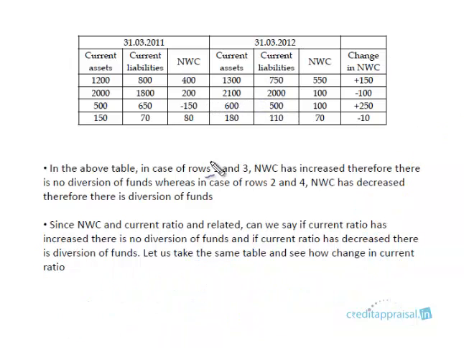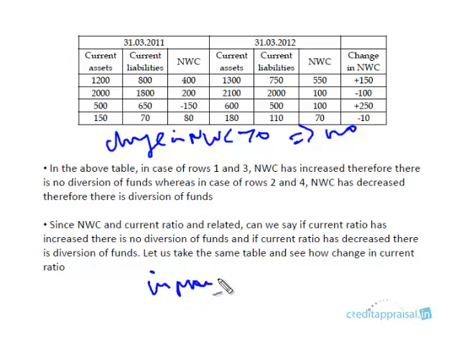So what we said is that if NWC is greater than 0, the change in NWC is greater than 0, there is no diversion of funds. So can we not say that a change in current ratio greater than 0, in the sense of an improvement in current ratio, implies no diversion of funds, right? Can we say that? Let us see an example.